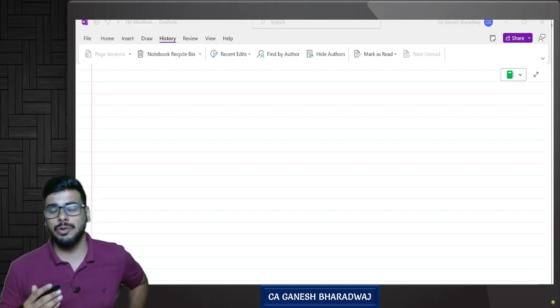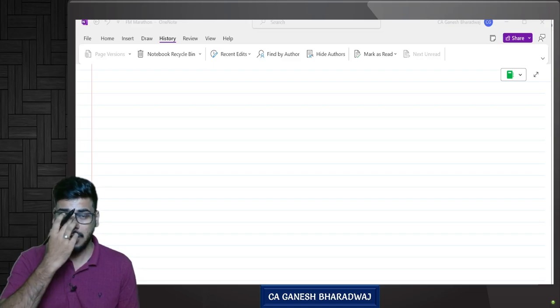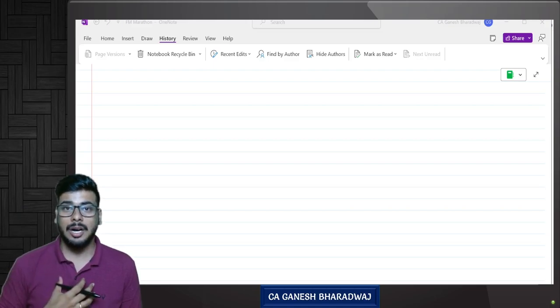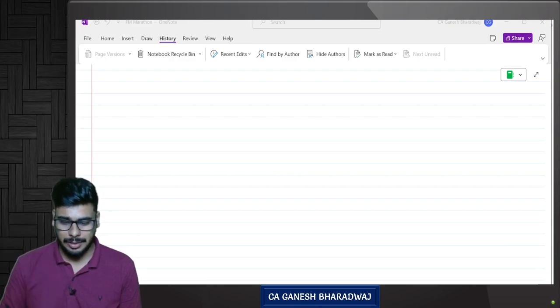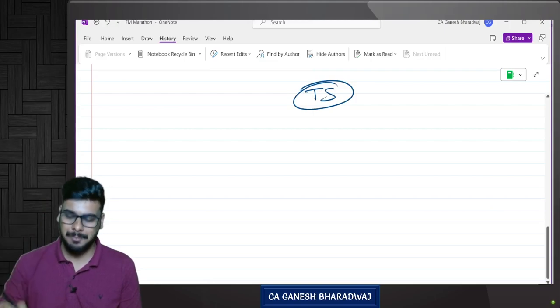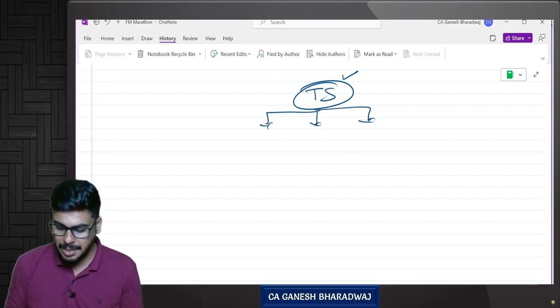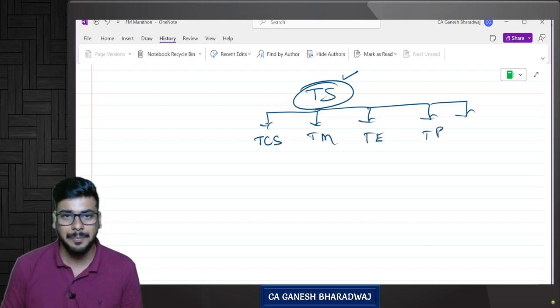Now, I generally share the story of Ratan Tata. If you've already attended the costing marathon, I would have already shared this before. Just a small story and a key takeaway from this, a much needed life lesson that we all need to learn. You know who Ratan Tata is. He is the man in charge of the Tata group of companies. The topmost holding company is called Tata Sons. And this Tata Sons has many group companies inside it, like Tata Consultancy Services, Tata Motors, Tata Elxsi, Tata Power and all.